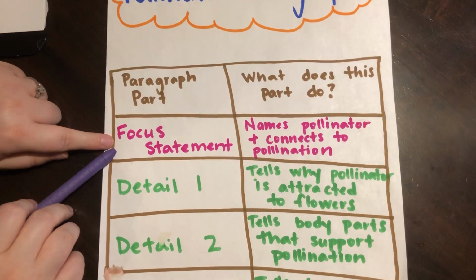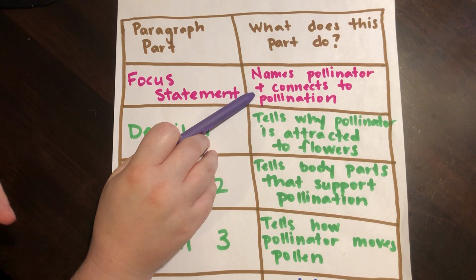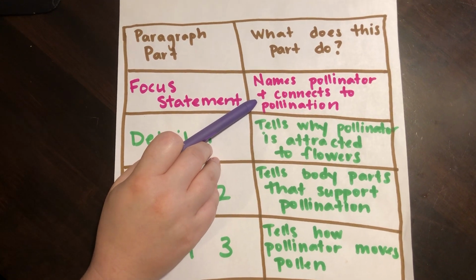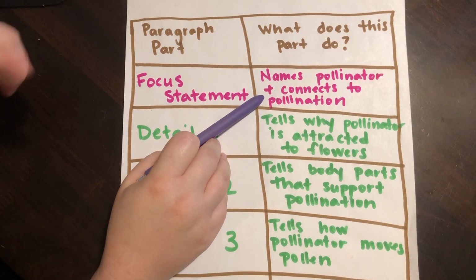First, we'll have our focus statement. This will name our pollinator and make a connection for our reader to the process of pollination, which again is how fruits, plants, and vegetables grow and survive.